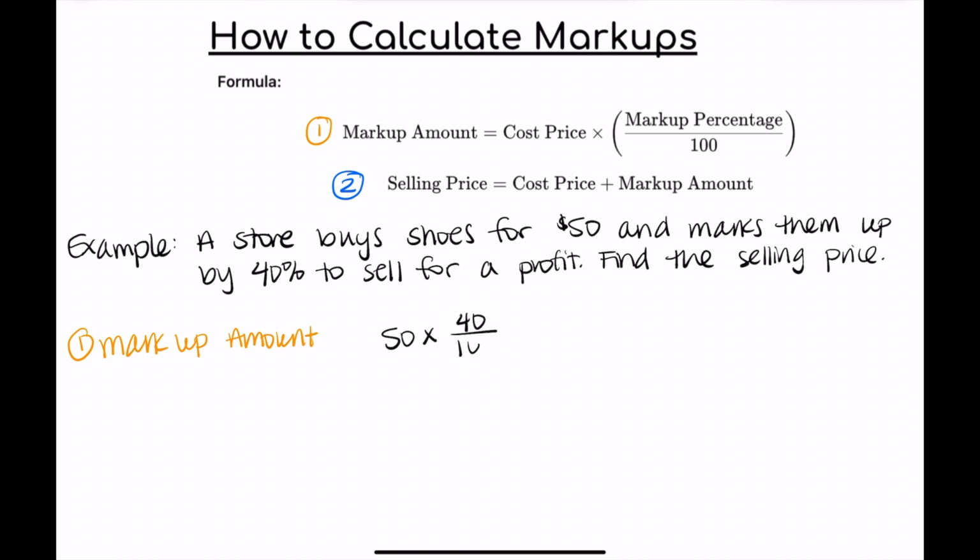That's step 1. Now we'll do step 2. In order to find the selling price, we'll take the initial cost price, which was $50, and add the markup amount, which is $20 here. So we would do $50 plus $20 to get the selling price of $70.